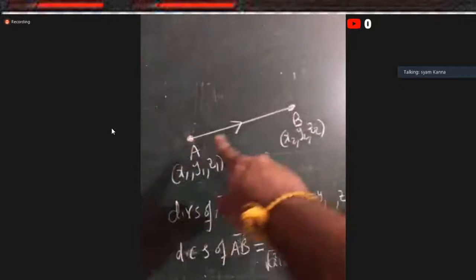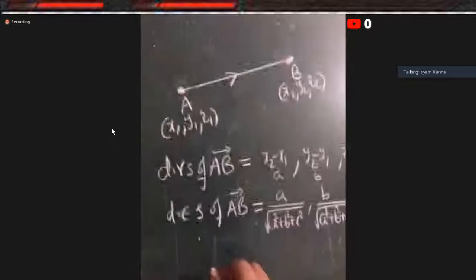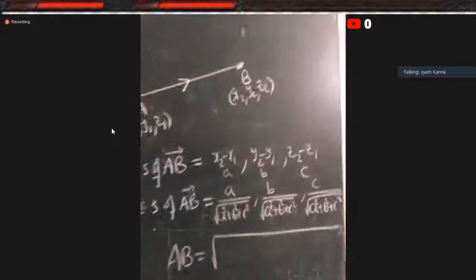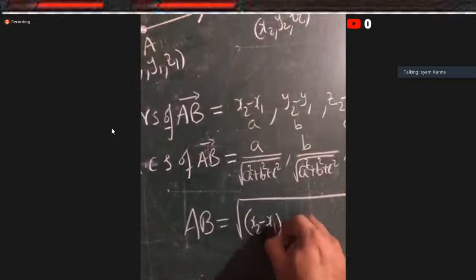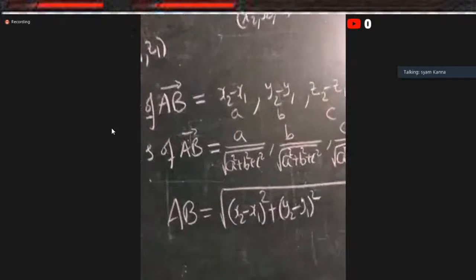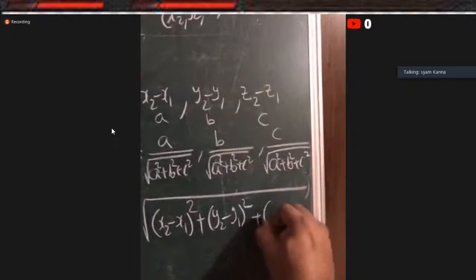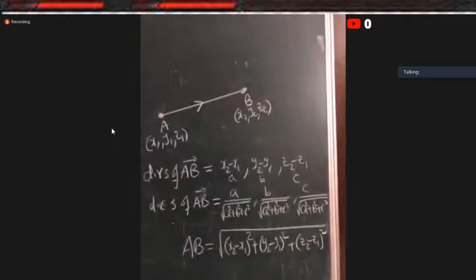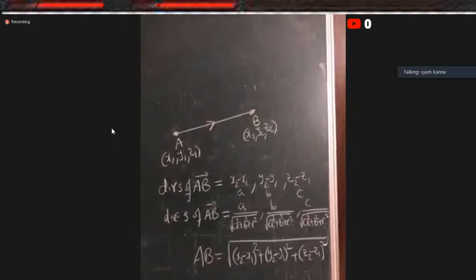Sir, I want the length from A to B, the distance between A and B. Means AB. You all know that it is the square root of these three differences squared and added: x2 minus x1 whole square plus y2 minus y1 whole square. Up to this you got in 10th class, school level. One more will join: plus z2 minus z1 whole square. That is the distance between the points A and B, the length of the line segment.